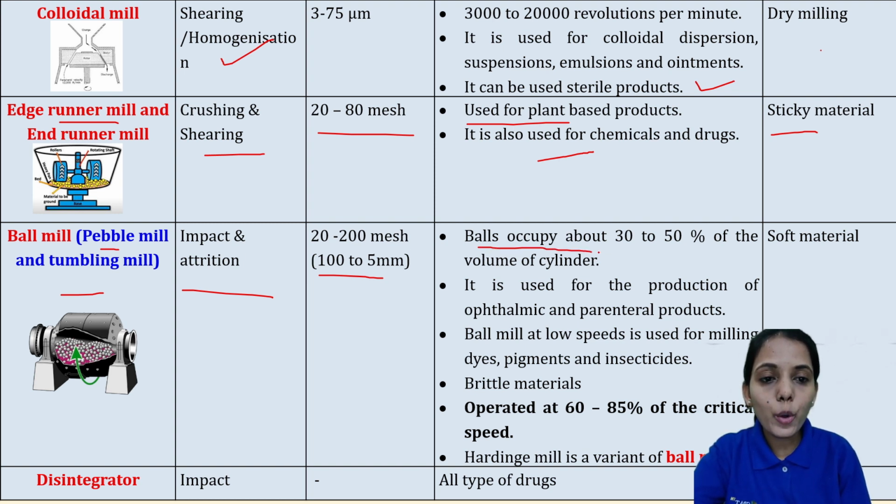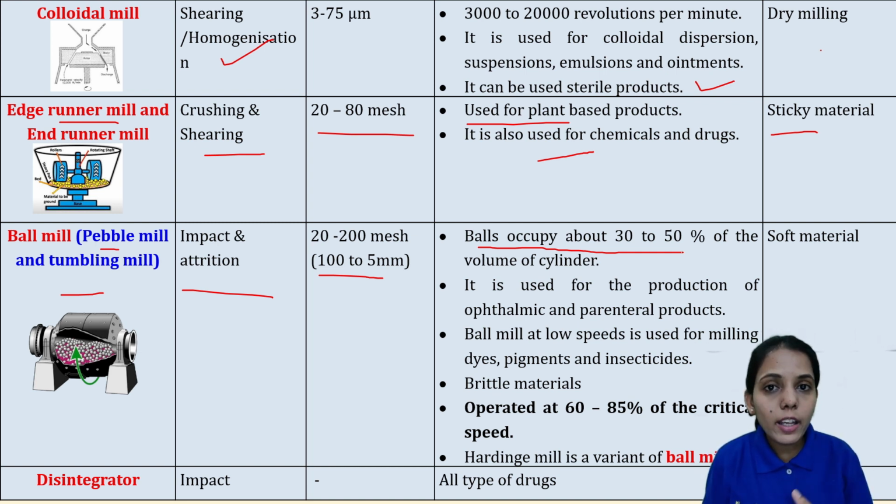The balls occupy 30 to 50% of the volume of the cylinder. Remember that much amount of balls should be present. If it is less, proper impact and proper attrition will not happen and your material will not get size reduced. That is the reason 30 to 50% balls should be present. It is used for the production of ophthalmics and parenterals. Similarly, like colloidal mill, sterile materials are used.